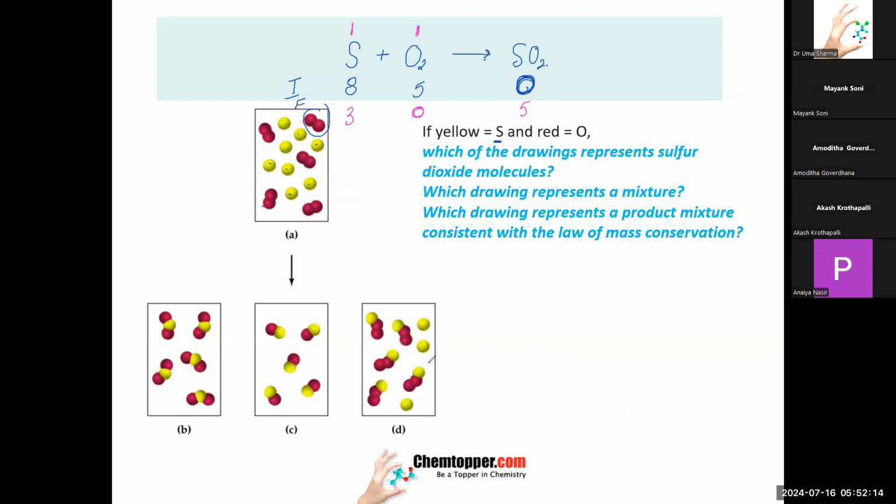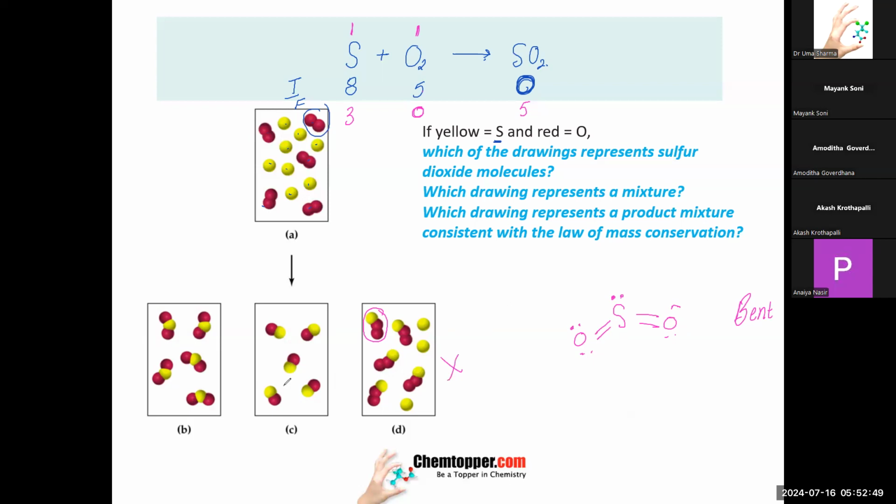But actually, this representation is not correct. Is this SO2? SO2, you remember the Lewis dot structure? Yes, Akash. No, no, like this. You cannot draw it in that way. It's bent. It's polar in nature. Bent. 3 groups. So this picture is not good.